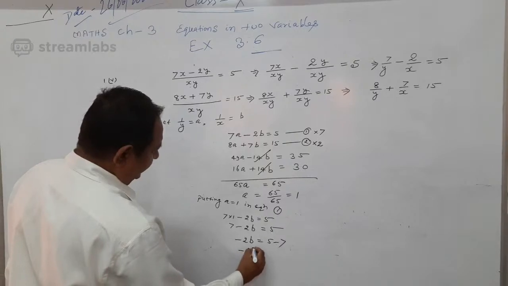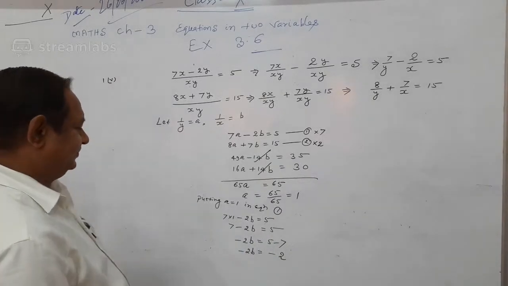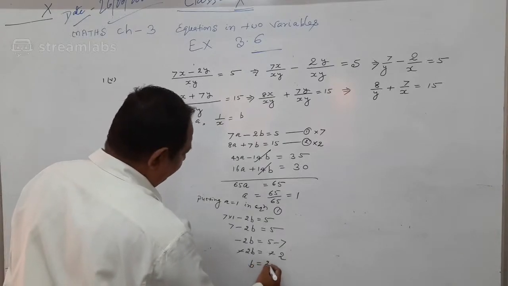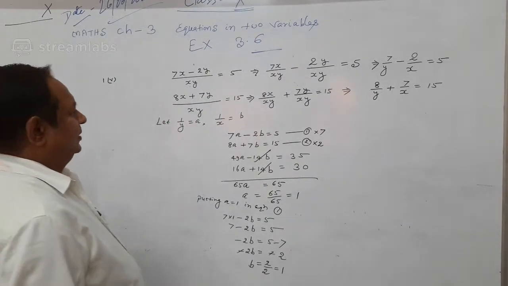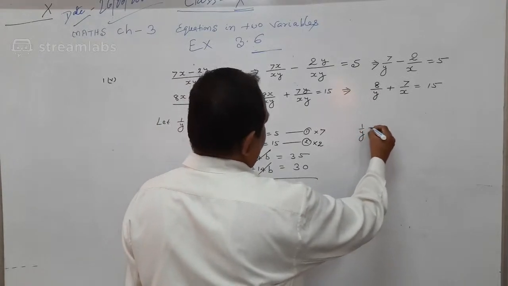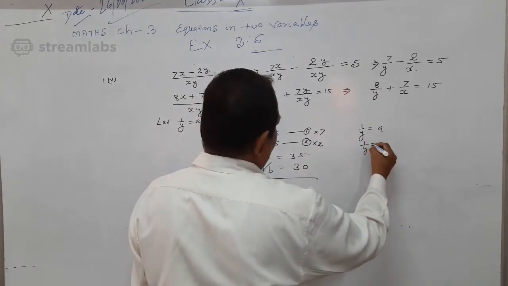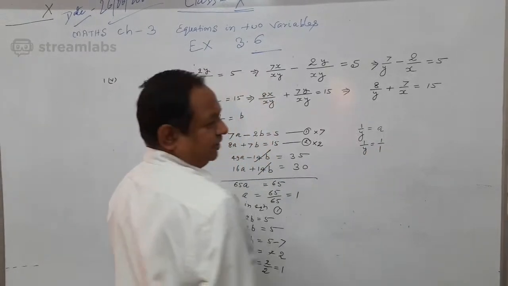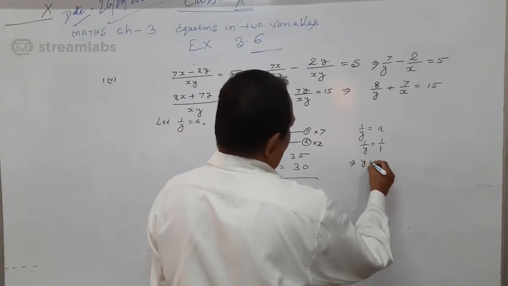So minus 2b is equal to minus 2, 5 minus 7. So minus minus cancel, that is b is equal to 2 by 2, and that is 1. Now 1 upon y is equal to a. So put the value of a is equal to 1, that is 1 can be written as 1 by 1. So this implies that y is equal to 1.